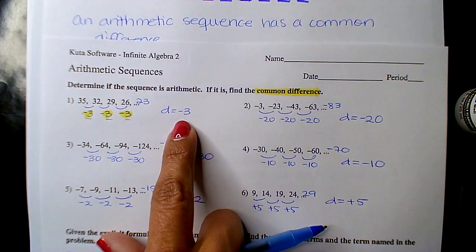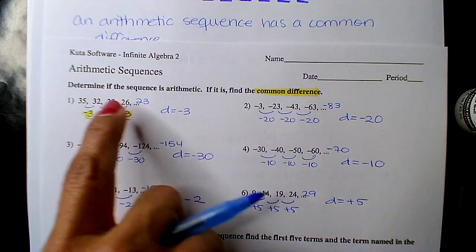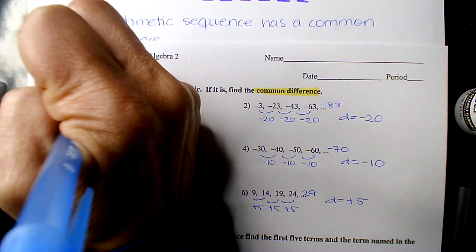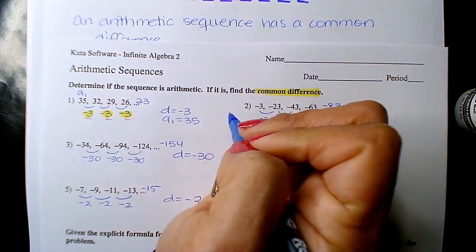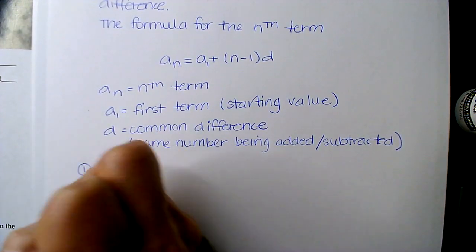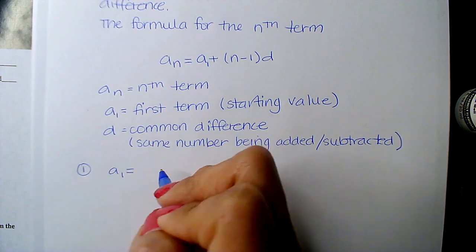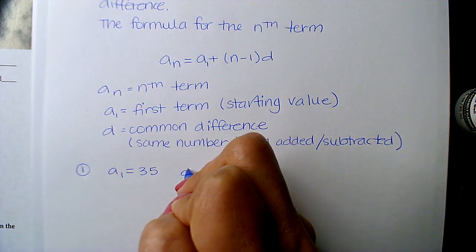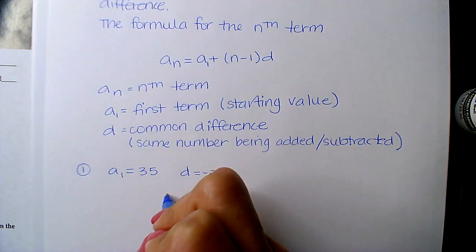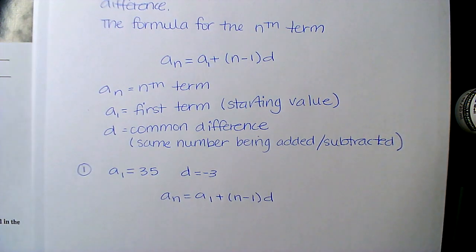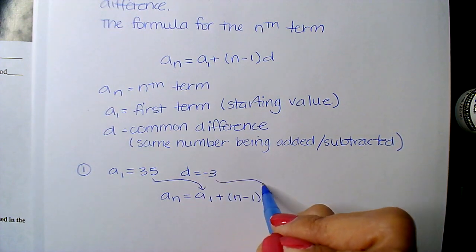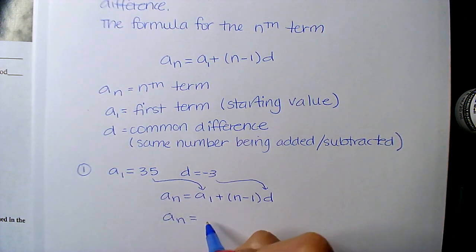If I look at the first one, see how D is -3? See how the first term, A1, is 35, right? So A1 is 35. So if my first term is 35 and my common difference is -3, and this is the formula for the explicit form of an arithmetic sequence, I'm just going to substitute and I get my formula.